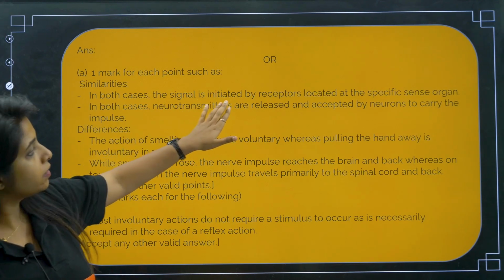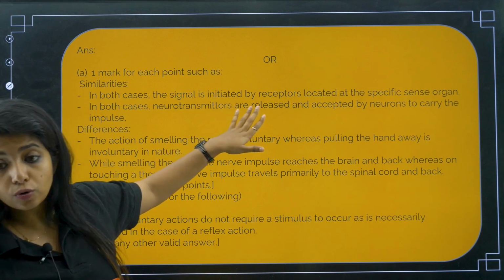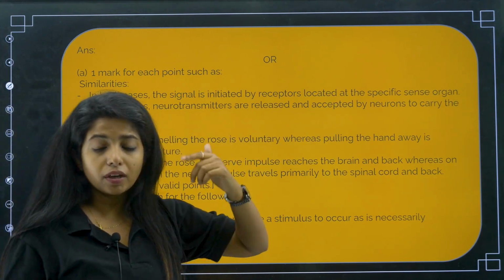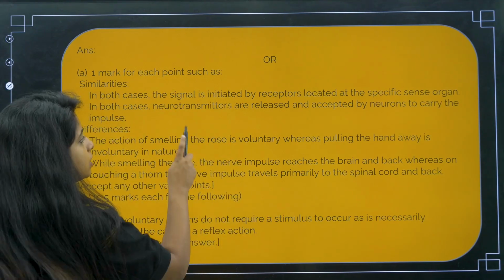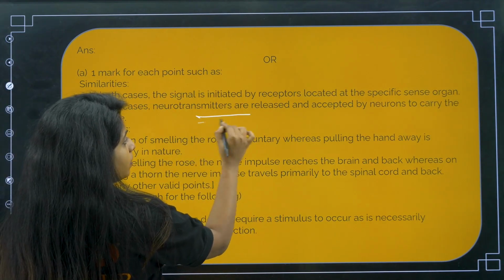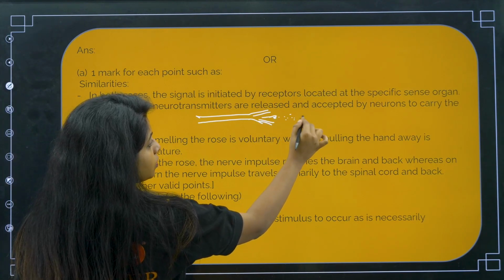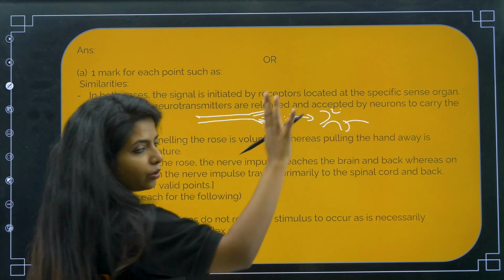Similarity: in both the cases, the signal is initiated by receptors located on the specific sense organ, and in both the cases neurotransmitters are released and accepted by neurons to carry the impulses. So there are neurotransmitters in between the neurons. One signal gets activated, the neuron will be releasing neurotransmitters which are there at the end, and these neurotransmitters go and act on the next neuron, and it keeps on going like that.